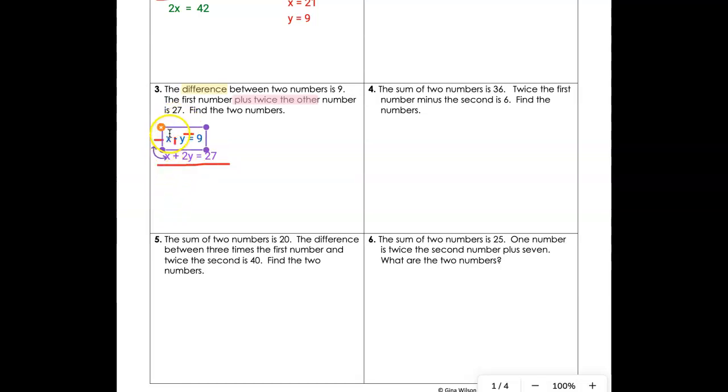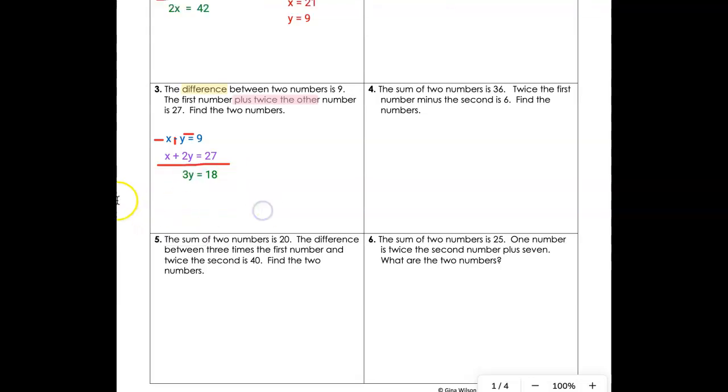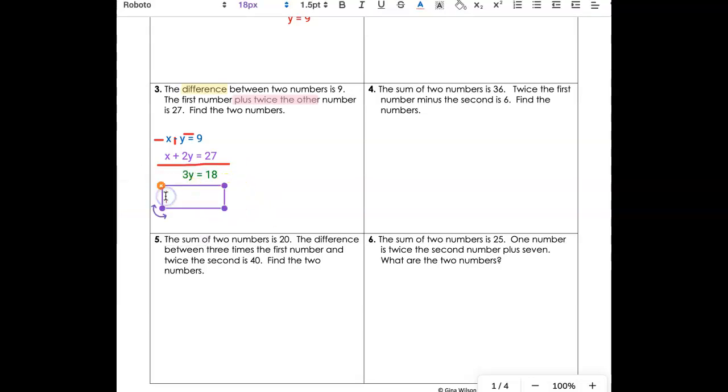So adding straight down, x's will cancel. Y plus 2y will give us 3y. And then 27 minus 9 will give us 18. And then we get our answer for y is going to be 6.